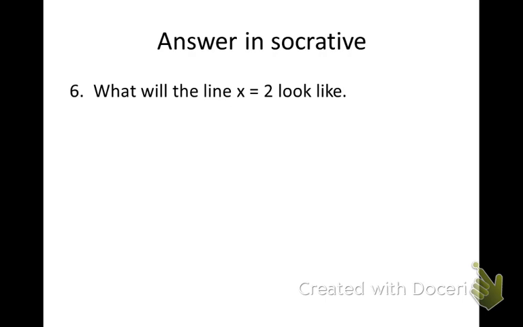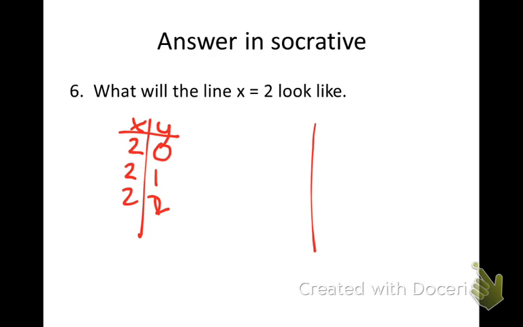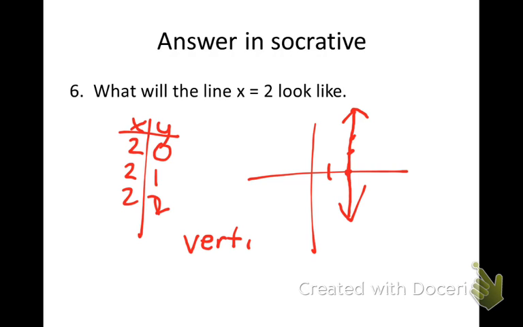What will the line x equals 2 look like? So let's think about that. X equals 2. So it's not y equals this time, it's x equals. So if you were thinking about a table, x is always 2. Y can be anything like 0, 1, 2, 3, or whatever. So what is that type of line going to look like? X equals 2. Well, (2, 0), (2, 1). So what kind of line is it? It is a vertical line. So x equals some number will be a vertical line.